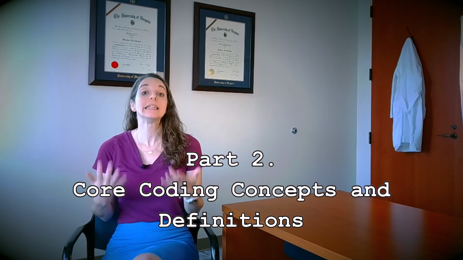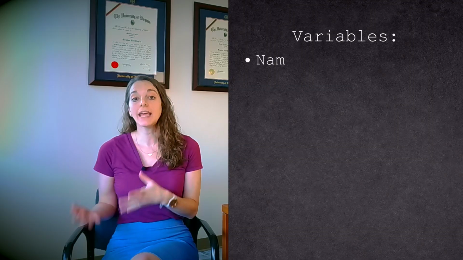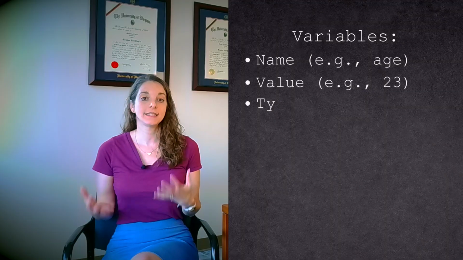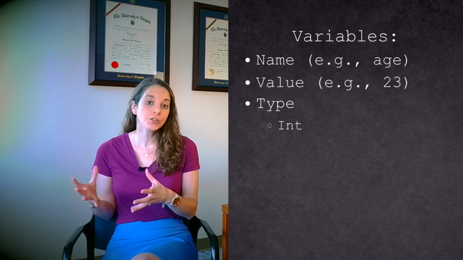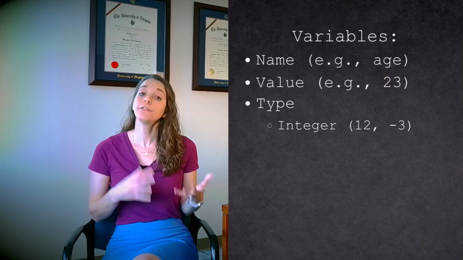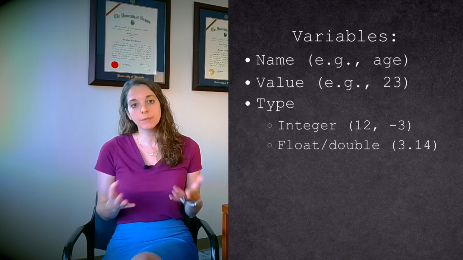Now let's go through some key terms. These apply across most languages, whether using Python, R, MATLAB, or something else. A variable is a named container that stores information. For example, you can define a variable named age and assign it the value 23. Every variable has a type, the kind of information it holds. Some common ones include integers, which are whole numbers like 12 or -3. Floats, or doubles in some languages, are numbers with decimal points, like 3.14.